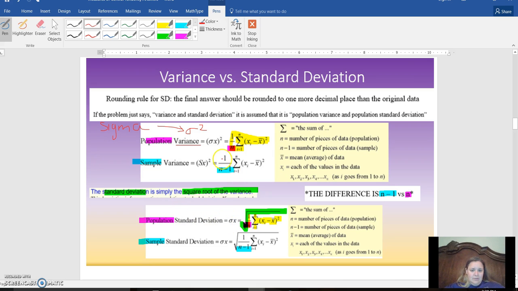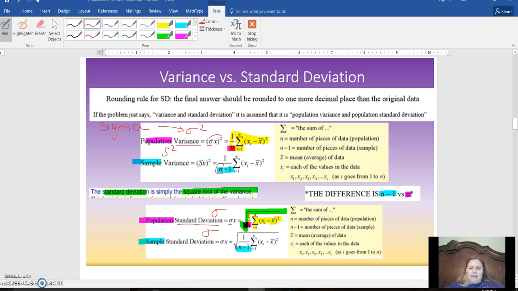Okay, and then standard, so it's this guy, sigma, then the squared, for variance. If you're doing the sample, it's just the S squared. For standard deviation, it's just sigma. So standard deviation is sigma, like an O with a line. It's a Greek letter.